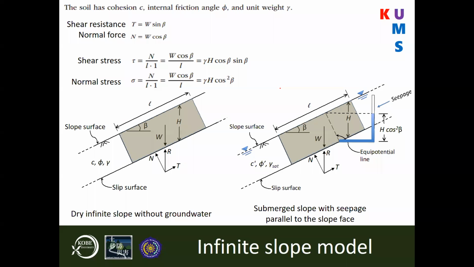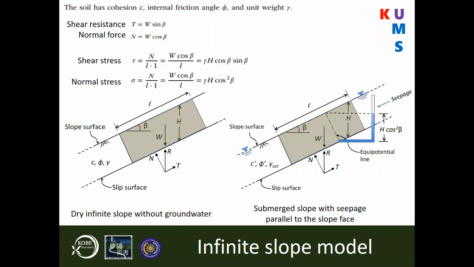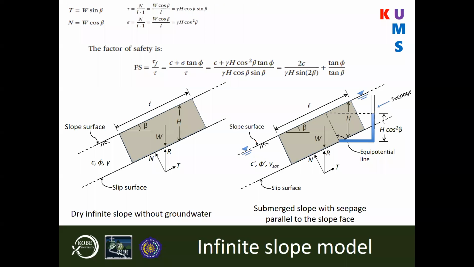So if I go back here, it's the difference between the total normal stress and the effective normal stress. You see, we work with the prime here. We have no prime in that case. This is why I made the difference between total normal stress and effective normal stress. What is in the water and what is not make a difference. And then you get this factor of safety.